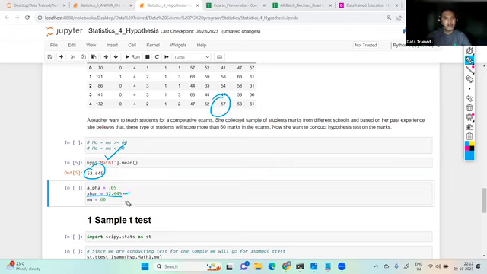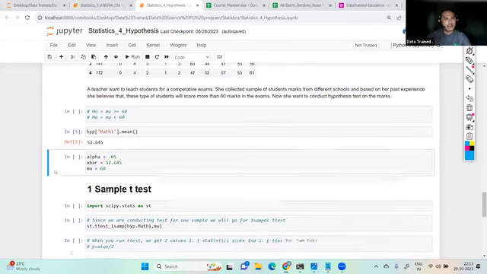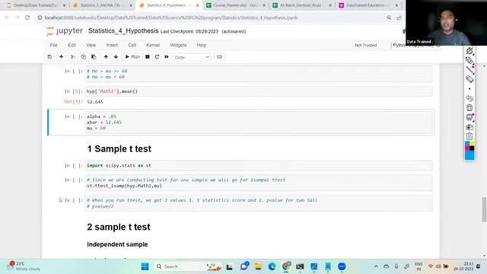One sample, only one column we are taking, maths 1. The average is 52.645. So what is the average she is expecting students will score? The average is 60. So we have the alpha level, we have the average, the maths 1 score. This is the expected average score. So we'll take this data and conduct this one sample t-test. All the sample t-tests are very simple.